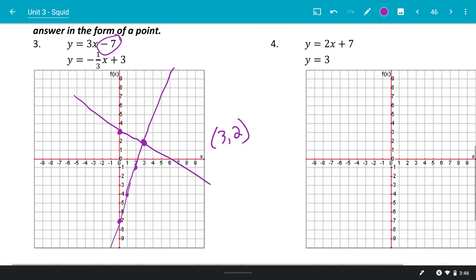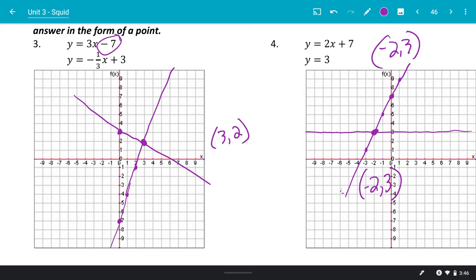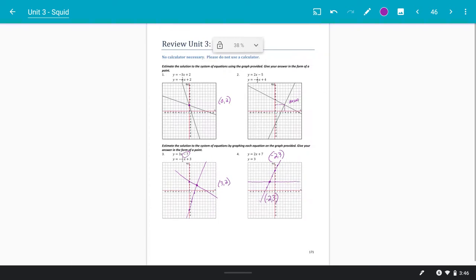Looking at number 4, my y-intercept again is 7. My slope is 2, so up 2 and over 1. I could have gone down 2 and left 1, down 2, left 1, down 2, left 1. Get that line there. And y equals 3 is a horizontal line through 3. So my point of intersection is right there, which is the ordered pair (-2, 3). As you can see, this goes rather quickly.